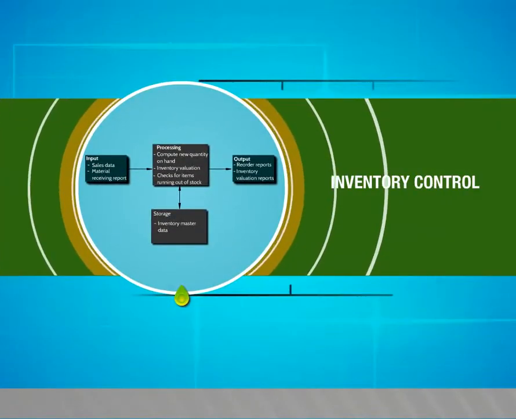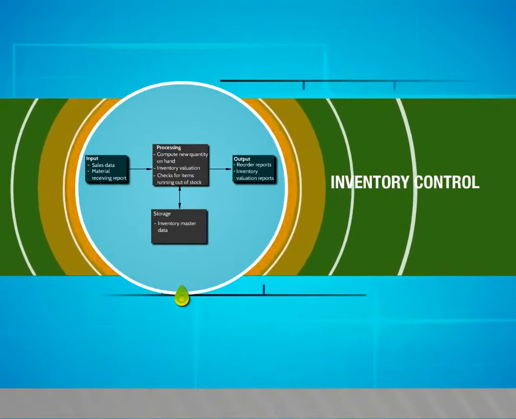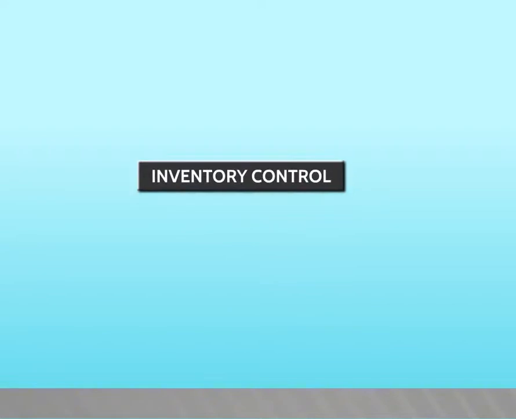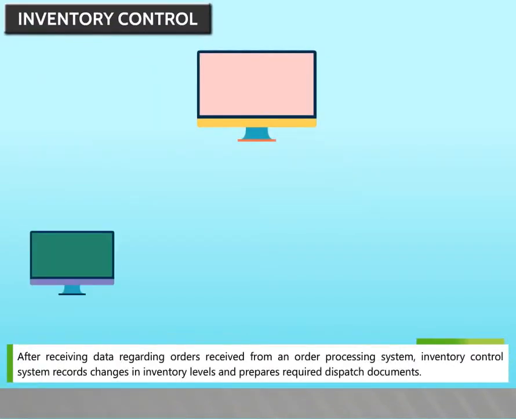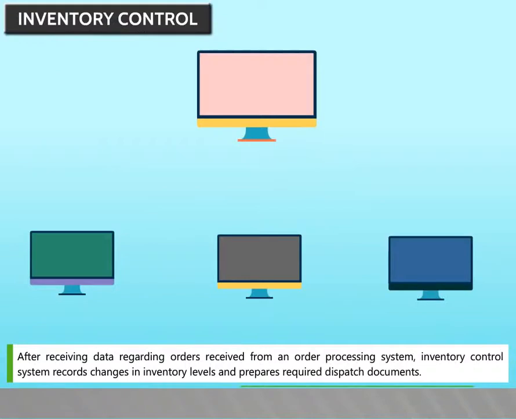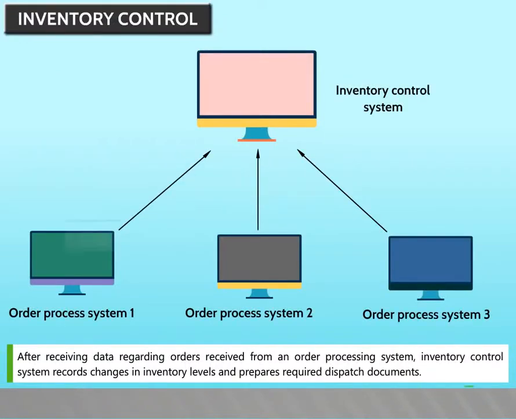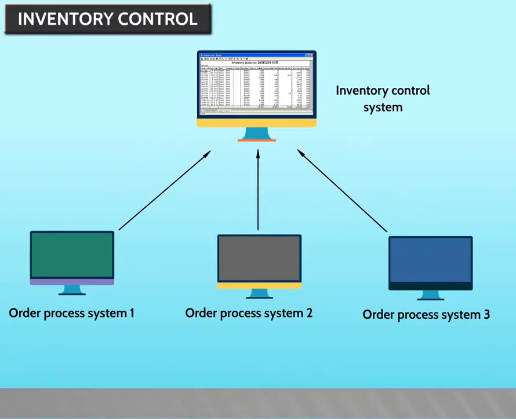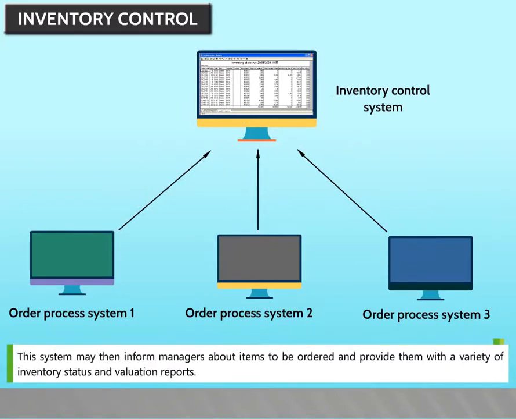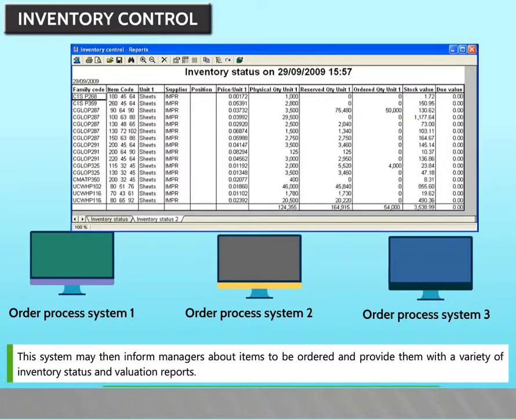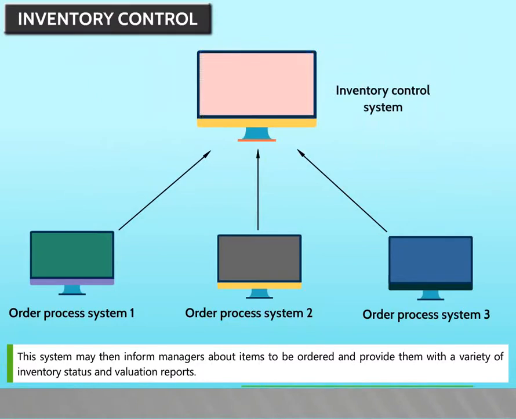Inventory control. In this video, we are going to see about inventory control. After receiving data regarding orders received from an order processing system, inventory control system records changes in inventory levels and prepares required dispatch documents. This system may then inform managers about items to be ordered and provide them with a variety of inventory status and valuation reports.